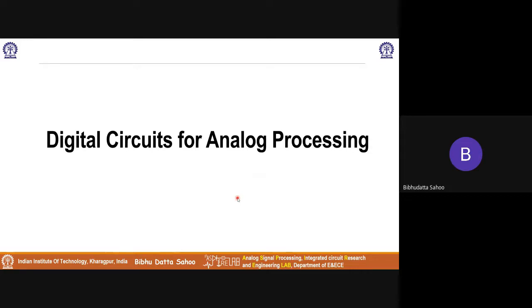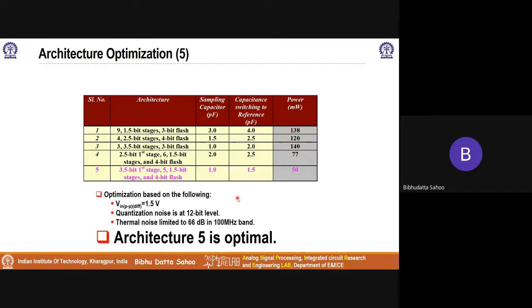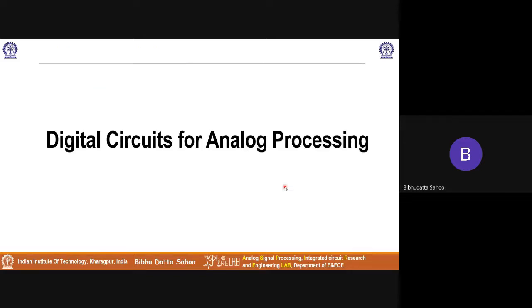Okay, any questions on this so far? We'll discuss more about this in tomorrow's lecture in the noise analysis, how we arrived at these numbers. Any questions on this?